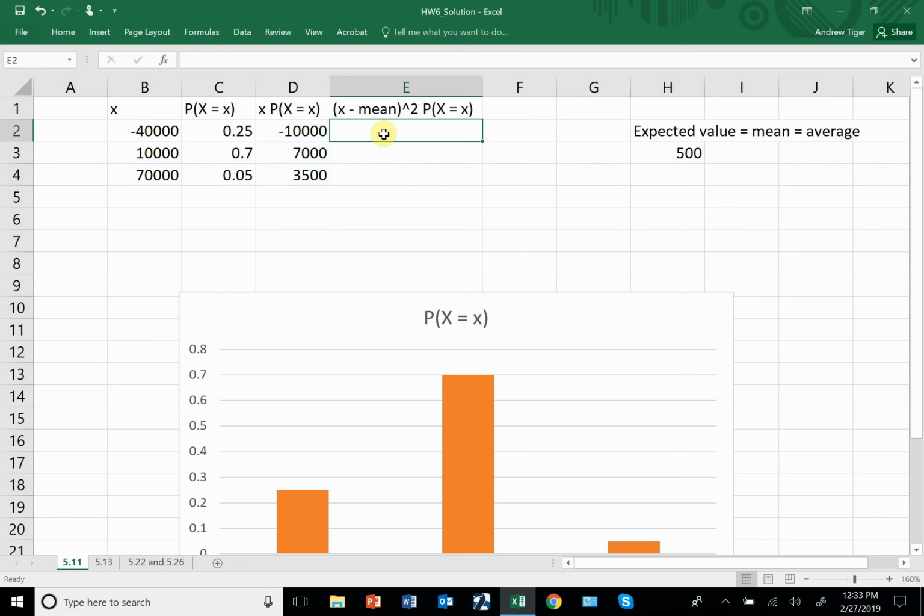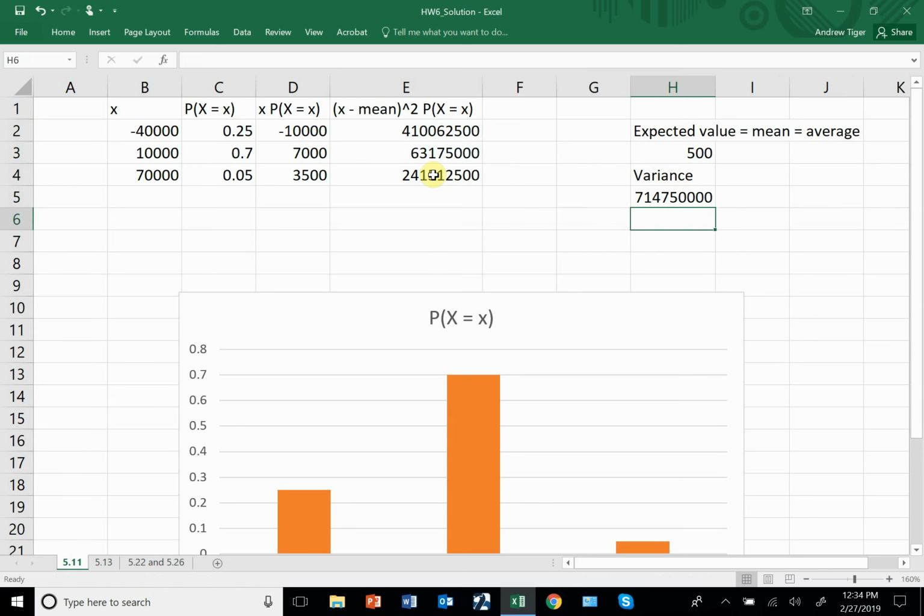To calculate the variance and standard deviation, I start with the difference between this and the mean. I got to square it, and then that gets multiplied by the probability. I'm going to copy this down, so I'm going to put some dollar signs around my mean. Copy this down. My variance is the sum of these numbers. My standard deviation is the square root of my variance. You know one, you know the other.